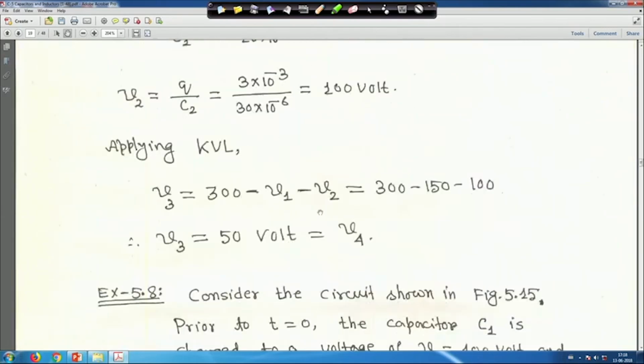So, it is 300 minus 250, so it is 50 volt. V3 is equal to... C3 and C4 are in parallel, so same voltage. So V3 is equal to V4 is equal to 50 volt, right.